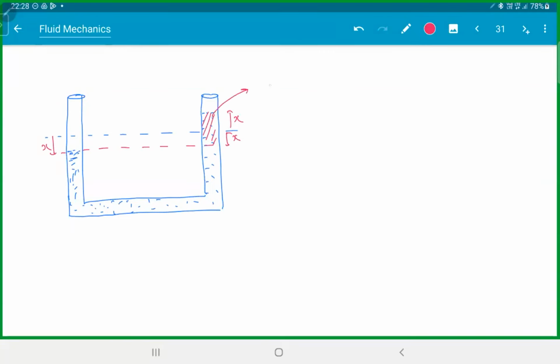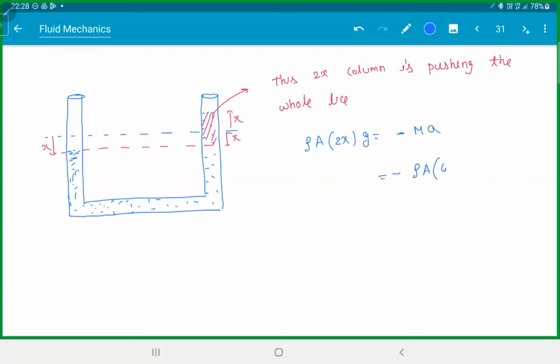So this 2X column is pushing the whole liquid down. This is the restoring force. So what is the restoring force? 2 times density, area, length into gravity is equal to mass into acceleration. What is the mass? Density, area, total length is 4L, into acceleration.